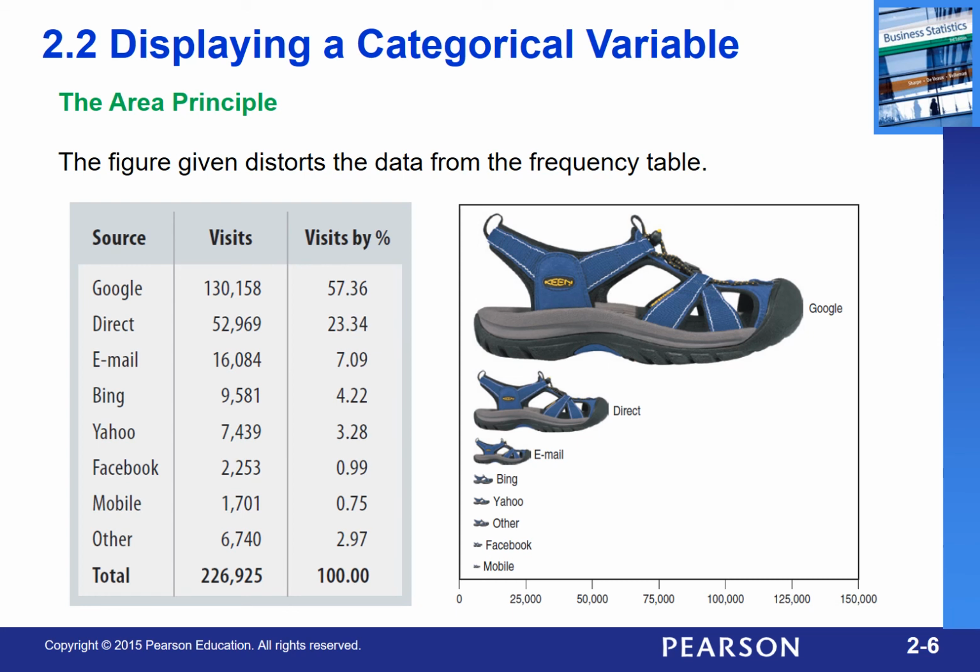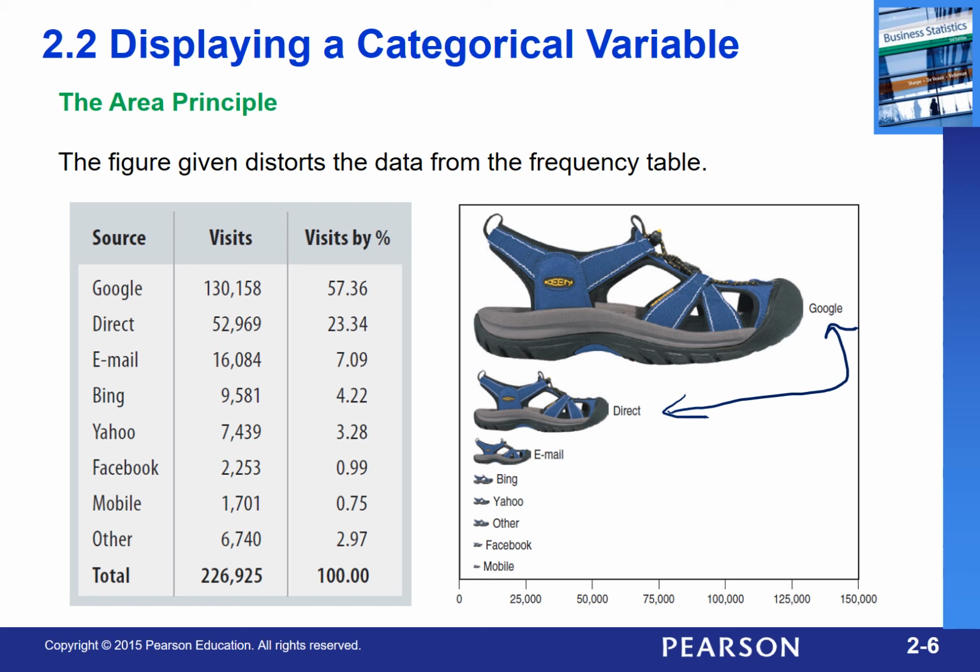So I want you to compare two things. Look at Direct, compare it to Google. If you looked at these two images, you might say to yourself, oh, how much bigger is Direct than Google? And in order to do this correctly, you should be looking at how long they are only, but these are using area. This is called the area principle, as the title suggests.